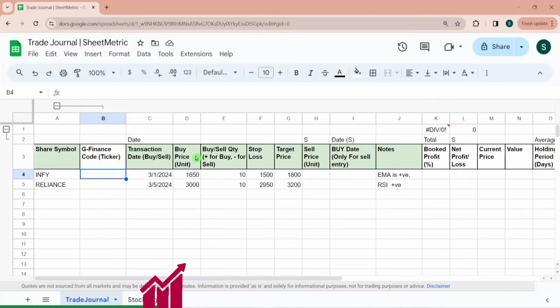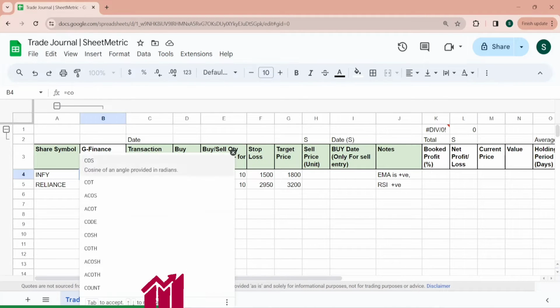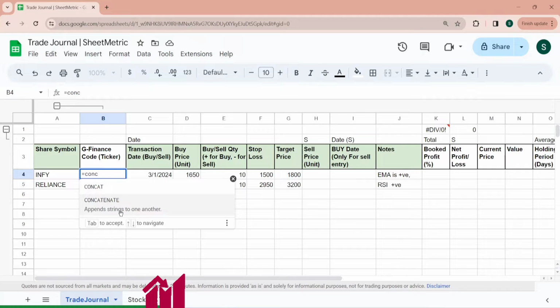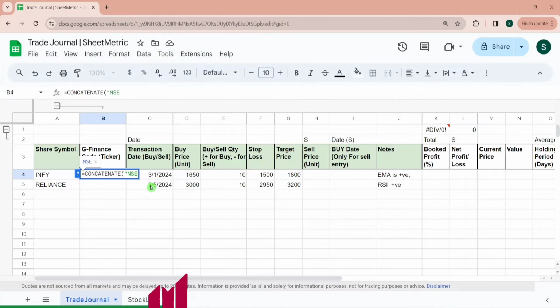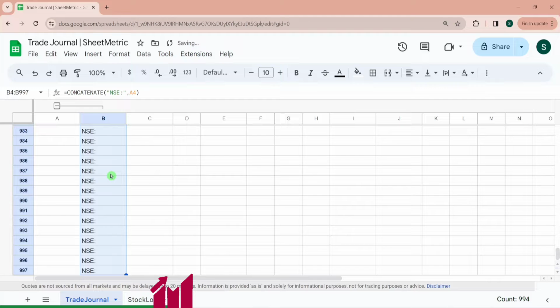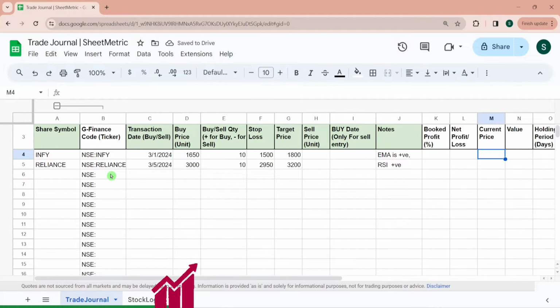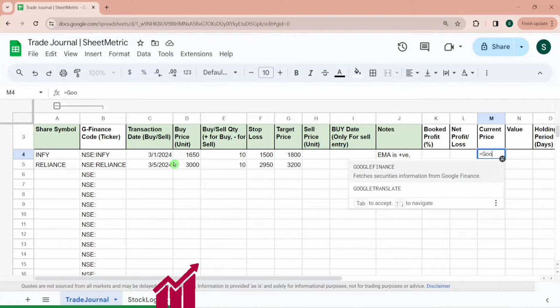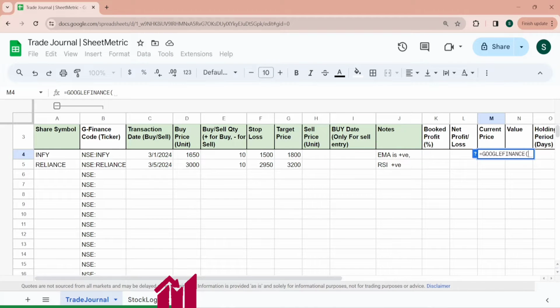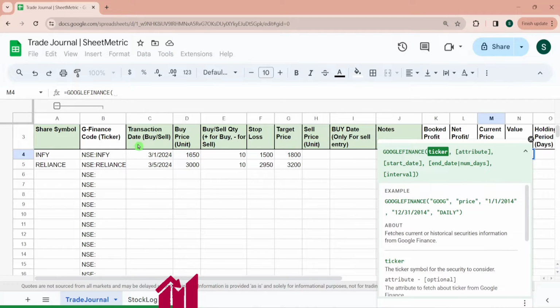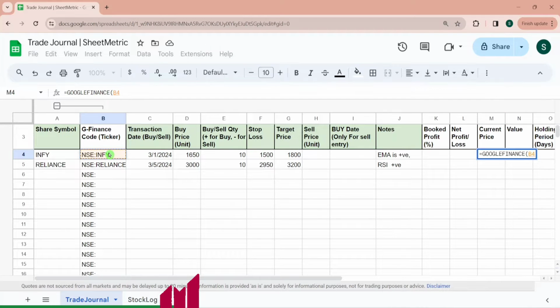What I'm doing is building the first parameter. For that I am using the CONCATENATE function. The concatenate function appends to a string, meaning it adds to a string. Since it is a string, it goes in double quotes. So this is the first parameter of the Google Finance function. I am dragging it down, and then to get the current price, equals GOOGLEFINANCE, and here the first parameter is the ticker, which is in B1, and then the second parameter is the attribute, which is price.